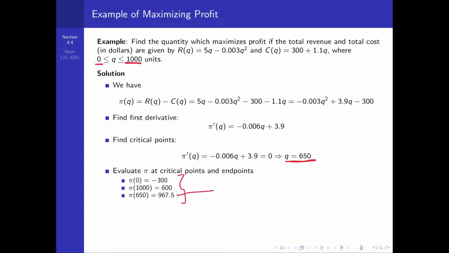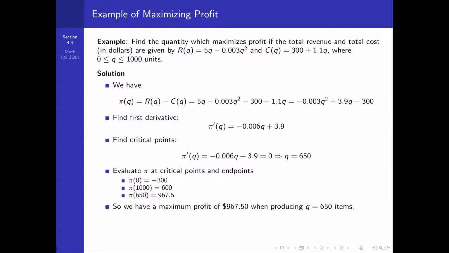So in this case, that value occurs at Q equals 650. So we conclude that we have a maximum profit of $967.50, and this happens when we produce 650 items. So if a business wanted to maximize profit, they could go through this process and figure out exactly how many items they need to produce to make as much money as possible.